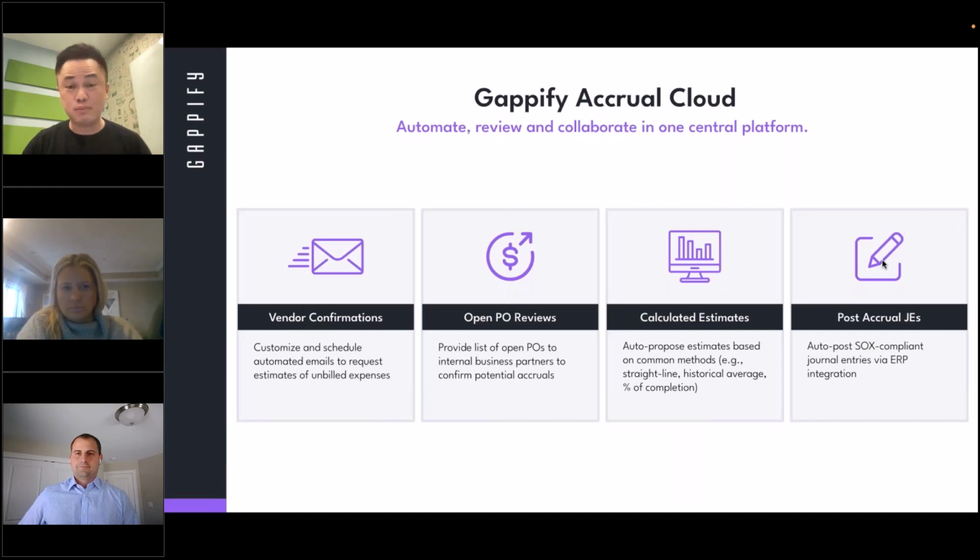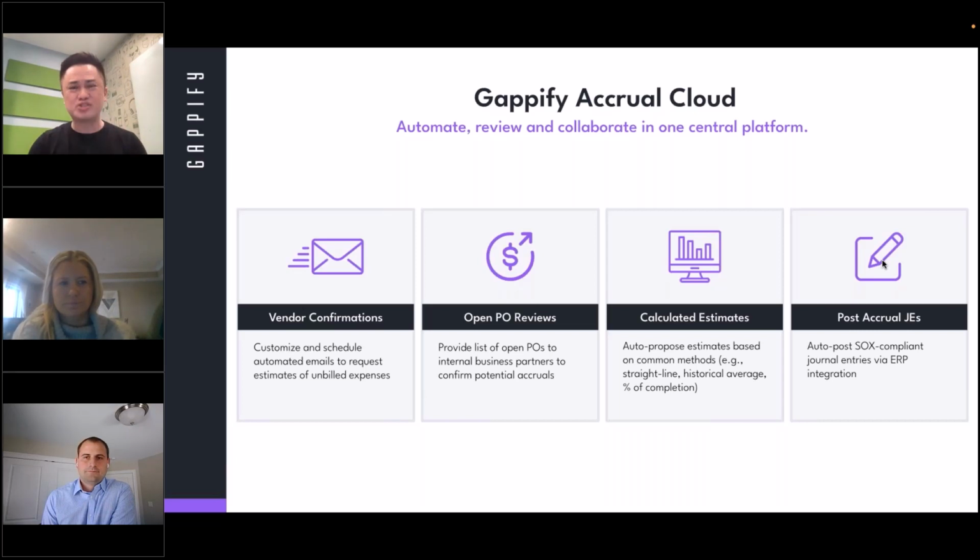Really quickly on Gappify. We're an accrual platform, cloud-based, of course. And what we pretty much do for our customers is execute different types of accrual. We'll actually get into some of these details later from a process standpoint, but we can automatically execute vendor confirmations, automate open PO reviews, do calculated and accounting estimates based on historical averages and PO start and end dates. And of course, we automate the process of posting everything back to the JE. So that's who we are at Gappify. I've got many years of experience in this process and in this space, and really excited to dig in.